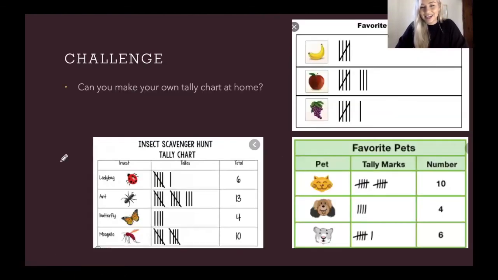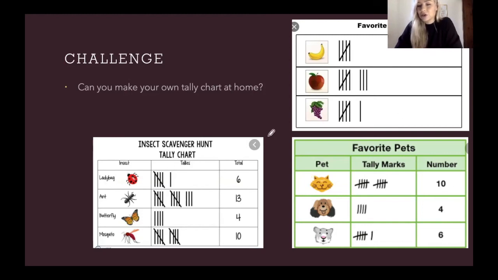Here is a challenge for you. It says, can you make your own tally chart at home? Now, normally in school, we'd be making our own tally charts and we'd be asking the whole class lots of questions. But we're going to have to do it at home this time, which can still be really fun. So I've put up some examples of different tally charts. Here we've got one that's an insect scavenger hunt. So you could go out into the garden, or when you go for a walk, you could do this tally chart when you go. And you can see how many insects you can find. You can see which is the most common insect to find, which is the least common insect.